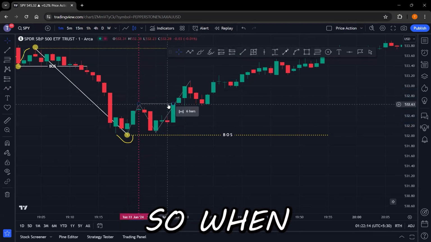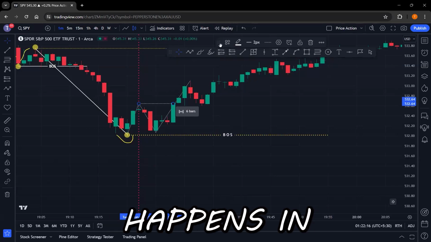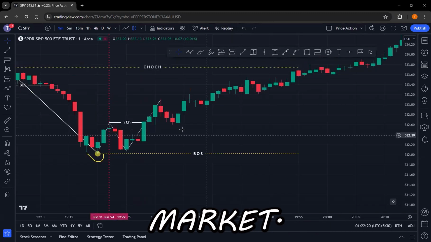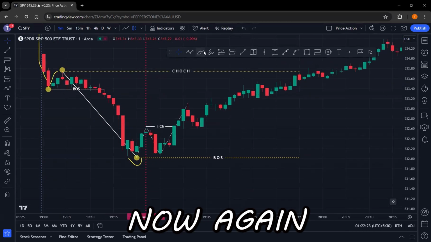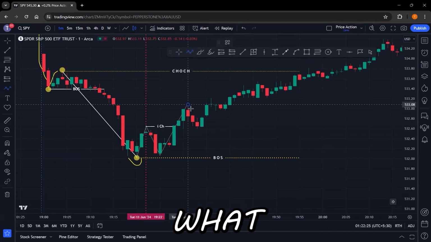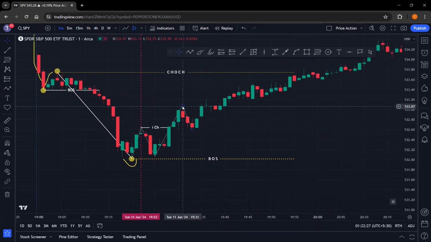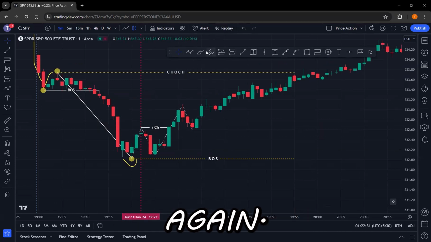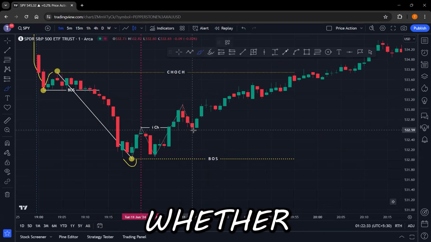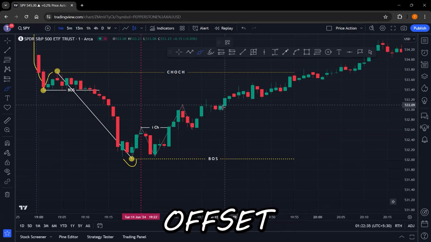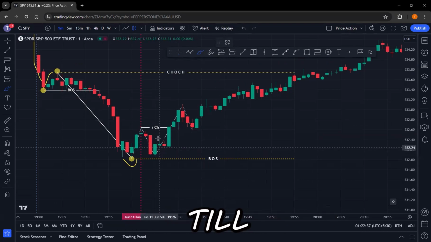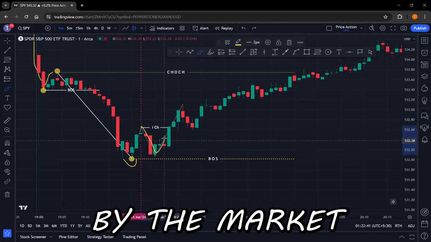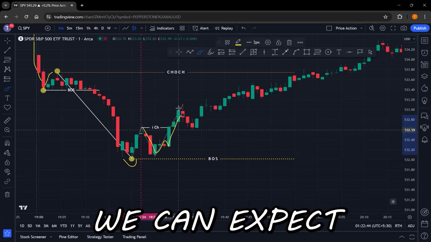So when this internal change of character happens in the market, we mark it as an internal chalk. This is the internal chalk that has happened in the market, and the price started moving towards the upside. Now again, from here, what happened? The price again took a backlash, or a pullback, towards the downside. And from here, we have to see again whether the price really wants to continue towards the upside, so we can take a buy trade or not. Till over here, at this point, there is no trade in the market. You cannot just directly buy in the market because this is a high and low, so we can expect the market will go upside.